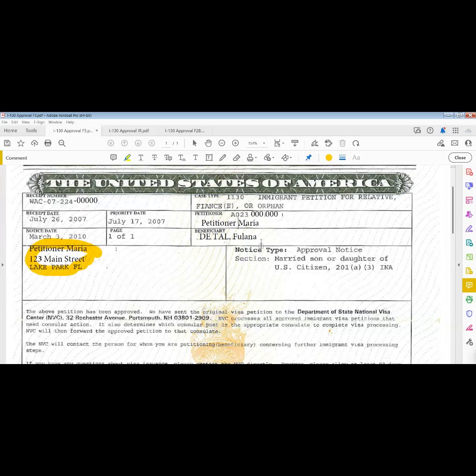And then we have the notice type, approval notice, and very importantly, we have the preference category, or the part of the law under which the petition is being approved. Here, this is a petition for a married son or daughter of a United States citizen. That is a third preference petition. That is important.